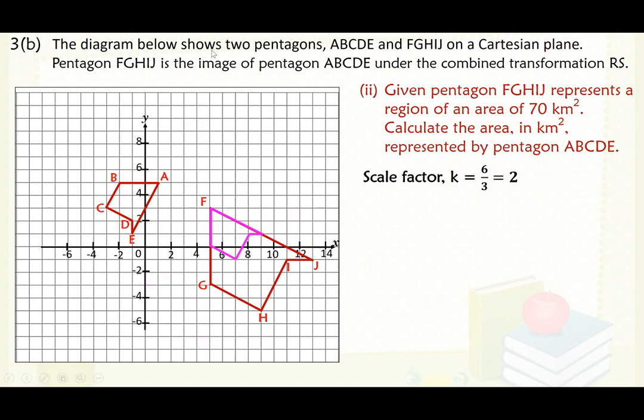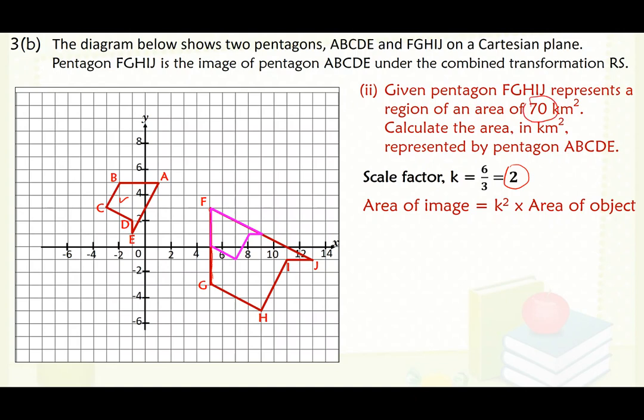B. The diagram below shows two pentagons. Okay, we read already. Given pentagon FGHIJ represents a region of an area of 70 km squared. This big one, FGHIJ, is 70 km squared. Calculate the area represented by ABCDE. I want to know the area of the object. From B1, I know the scale factor is 2. The formula is area of image equals k squared times area of object.